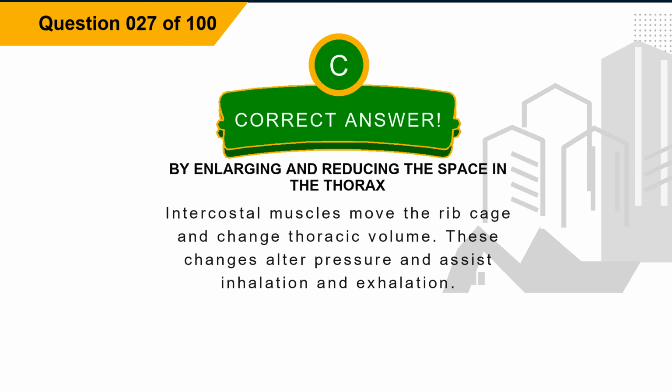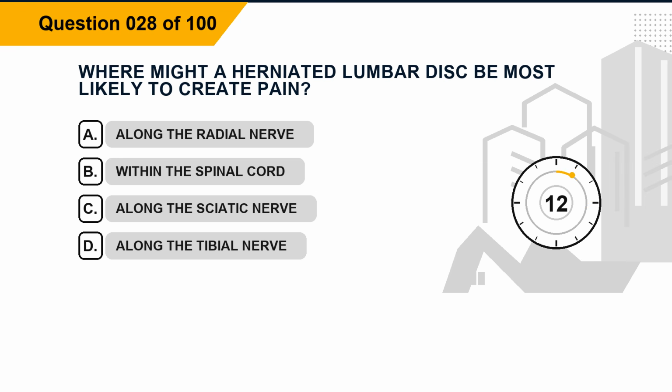Explanation. Intercostal muscles move the rib cage and change thoracic volume. These changes alter pressure and assist inhalation and exhalation. Question 28. Where might a herniated lumbar disc be most likely to create pain?